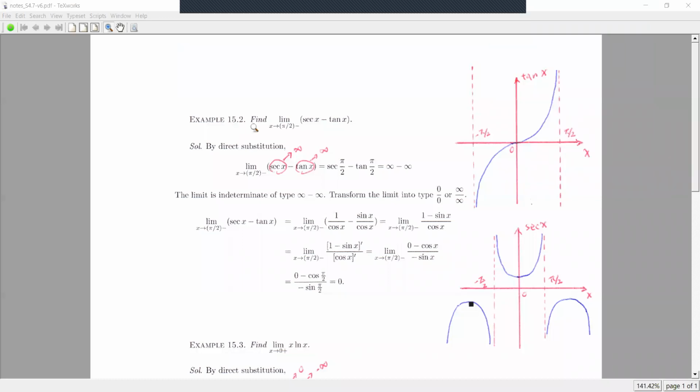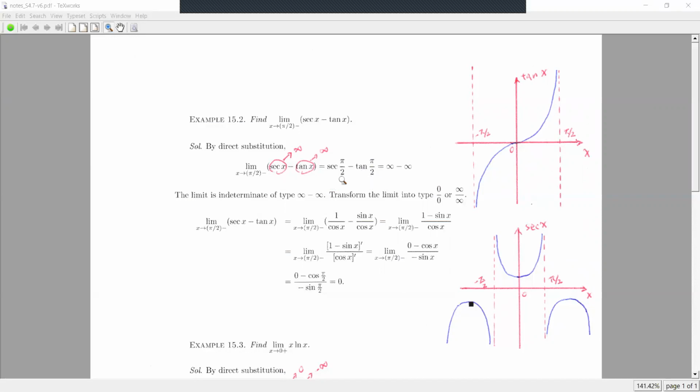Example 2. Find this limit where x approaches pi over 2 from the left side. By direct substitution, plug in pi over 2 in x, then the limit is this number. Now, what is secant of pi over 2 and what is tangent of pi over 2? The graph of tangent is here. When x approaches pi over 2 from the left side, we can see that tangent approaches positive infinity. So this number is positive infinity.